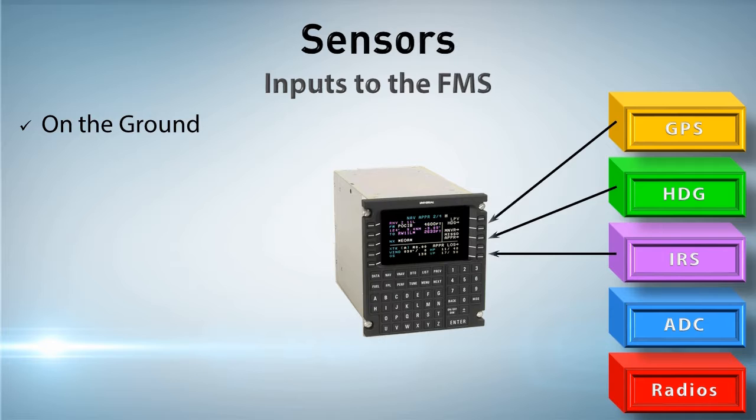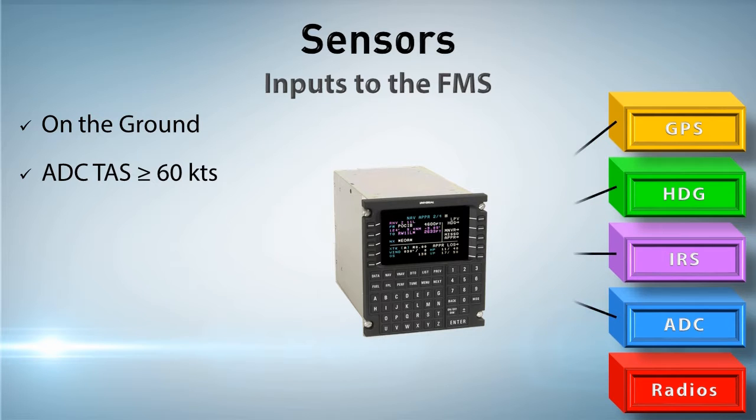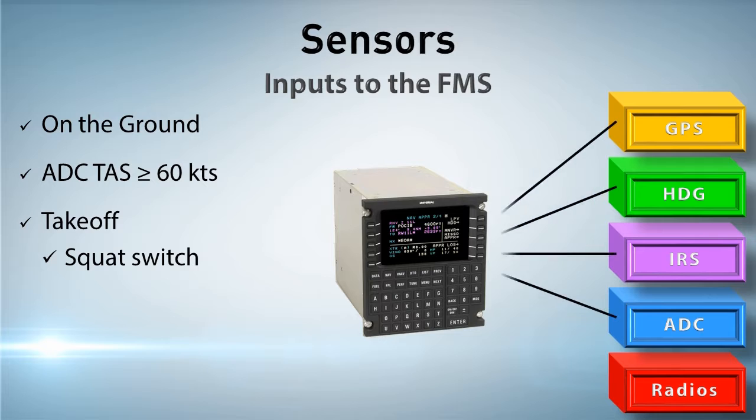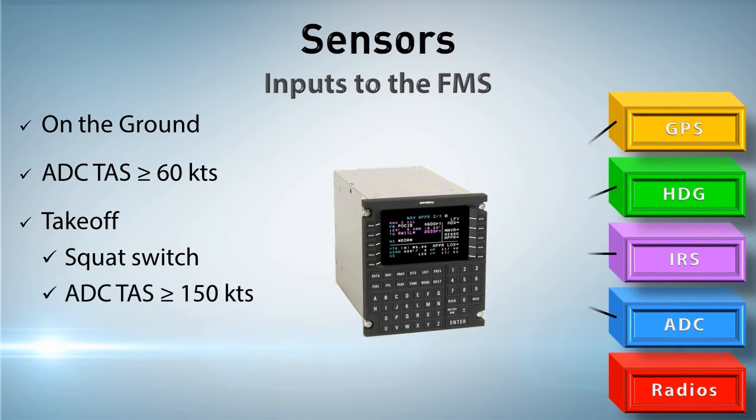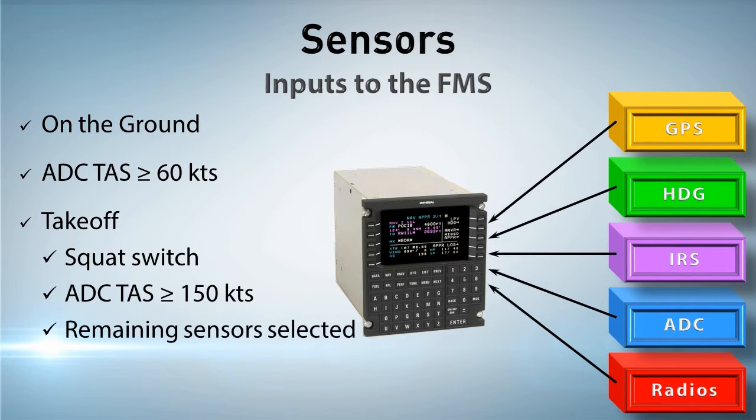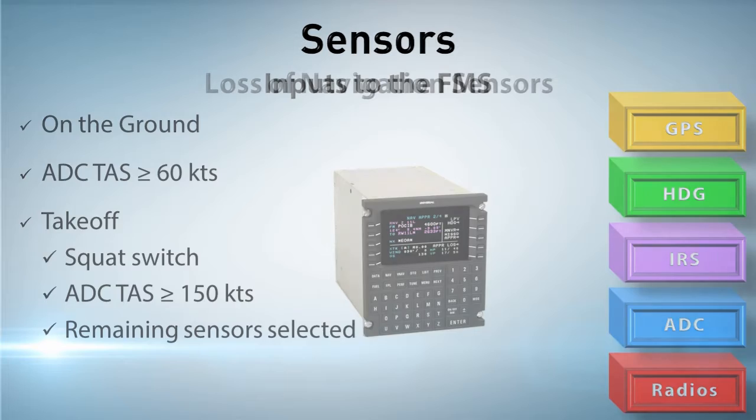The FMS is able to see the air data computer and the radios, but it does not accept their inputs while on the ground. Once reaching 60 knots, the FMS will then accept inputs from the air data computer. When the aircraft rotates, or in the event of a squat switch failure, when it exceeds 150 knots, the FMS will then accept inputs from all remaining navigation sensors.